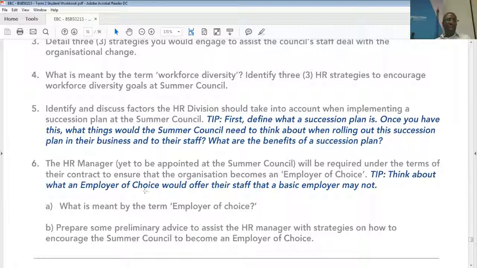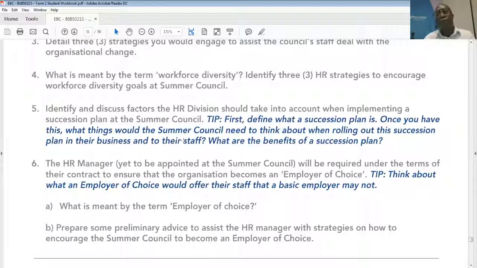And so number 6, you are the HR manager and you've got to be appointed to the summer council. And one of the requirements, in the terms of contract, is to make this new summer council an employer of choice. What are the things you're going to do? And you ask yourself, what is an employer of choice? Simply, an employer of choice is that employer that everybody wants to work for. For example, everybody wants to work for Google. Everybody wants to work for Facebook. Everybody wants to work for Microsoft. What are the things that these companies are doing that everyone wants to work for them?